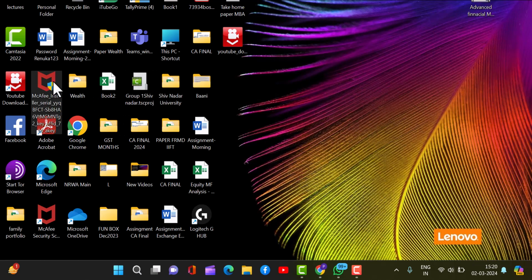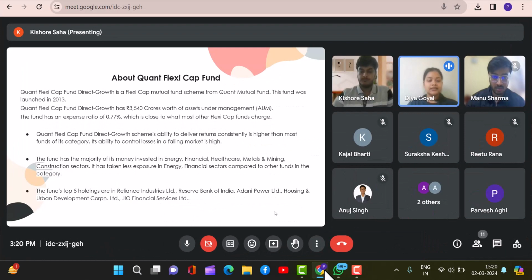And its ability to control losses in a falling market is high. The fund has the majority of its money invested in energy, financial, healthcare, metals and mining, and construction sectors. It has taken less exposure in energy compared to other funds in this category. The fund's top five holdings are Reliance Industries, RBI, Adani Power, Housing and Urban Development, and Jio Financial Services.